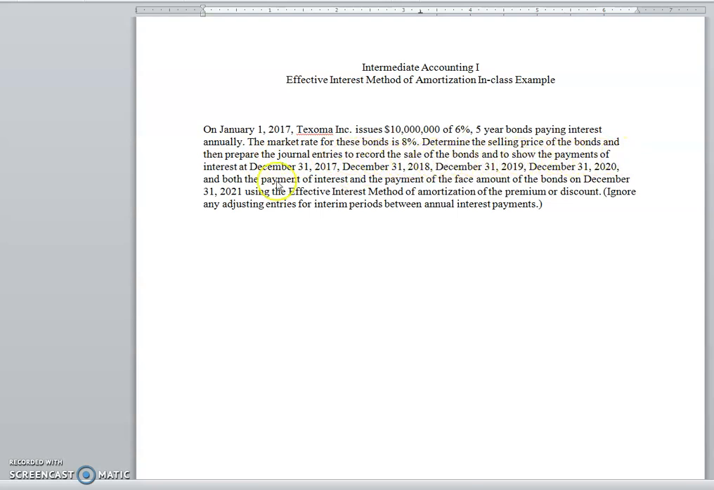and to show the payments of interest at December 31st, 2017, 18, 19, 20, and both the payment of interest and principal payment of the face amount of the bonds on December 31st, 2021, using the effective interest method of amortization of the premium or discount. Ignore any adjusting entries for interim periods between annual interest payments.